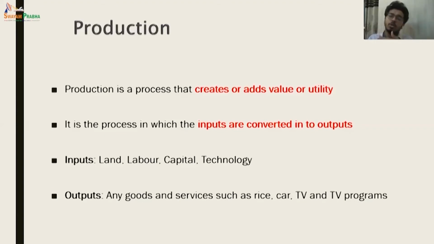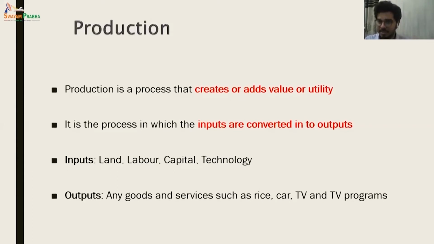All right. So this is how a production process is something which creates or adds value or utility either to a commodity or to a particular individual who is the end consumer. There is a process in which the inputs, as I said in the last slide, are converted into outputs. Now, what are the inputs? There are primarily four kinds of inputs: land, labor, capital, and technology. Land, labor, capital, and technology. Any goods and services which are finally produced using these three or four types of inputs, they will be called as outputs.